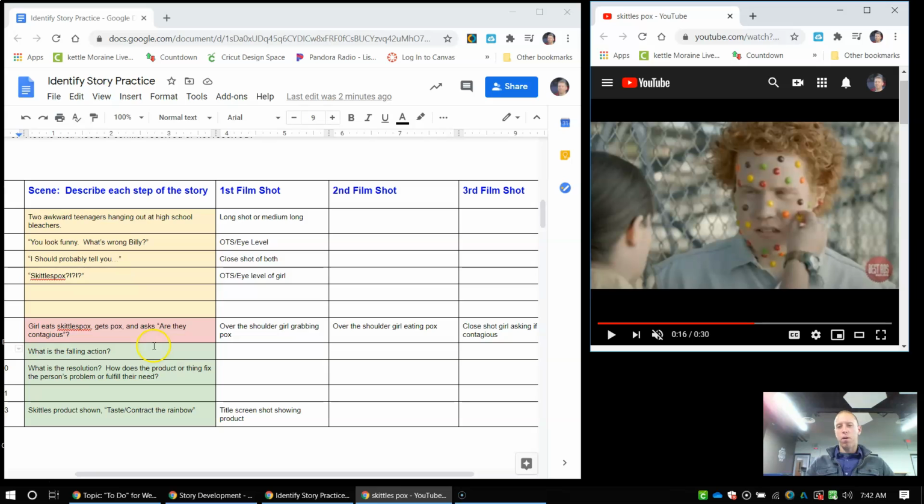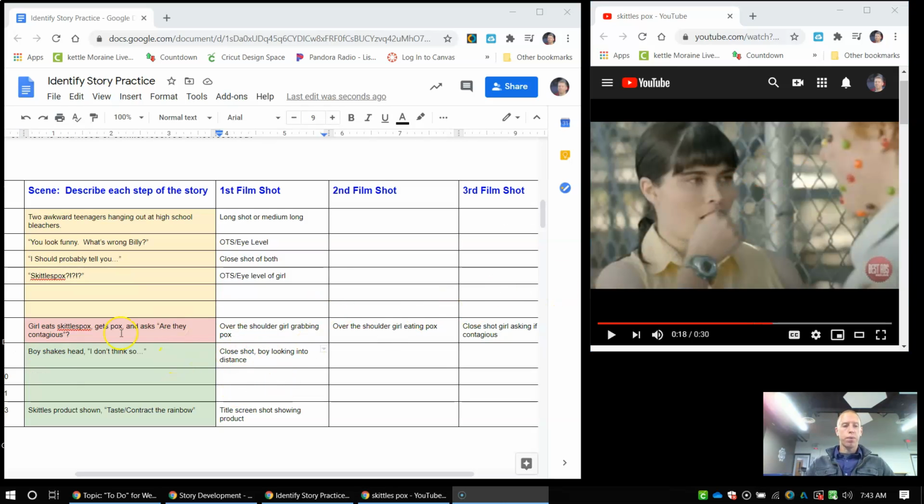So let's think about what's the following action of this commercial. And there's not a whole lot, but for following action there's really only one scene. It's just a close shot of the boy kind of looking to the distance, and after the girl asks, are they contagious? The guy's like, I don't think so. So he's kind of shaking his head. So that's all we have for following action, just that one little part there. So let's check it out.